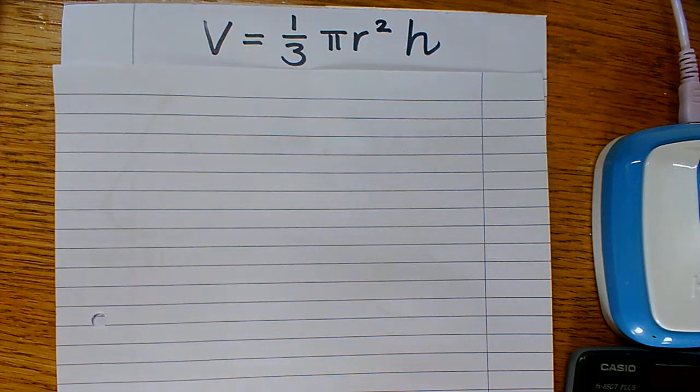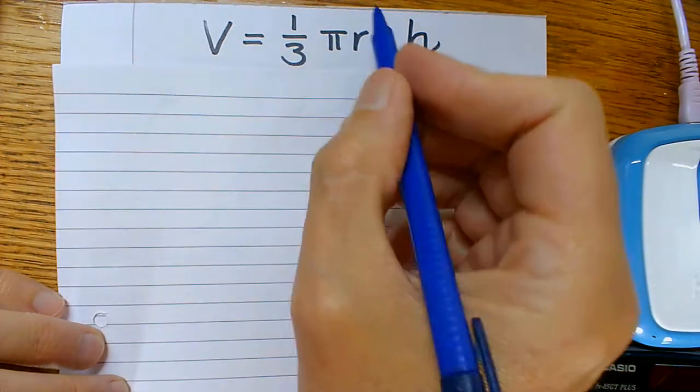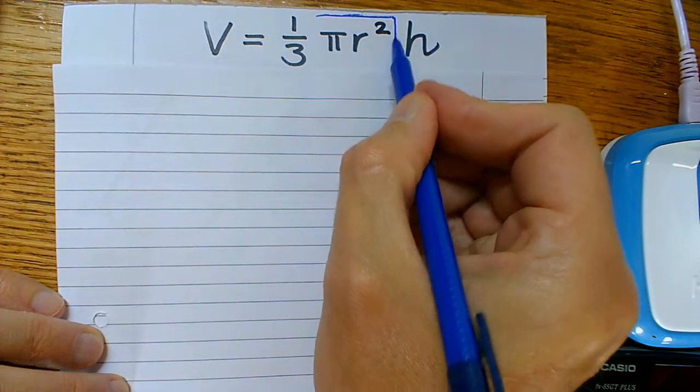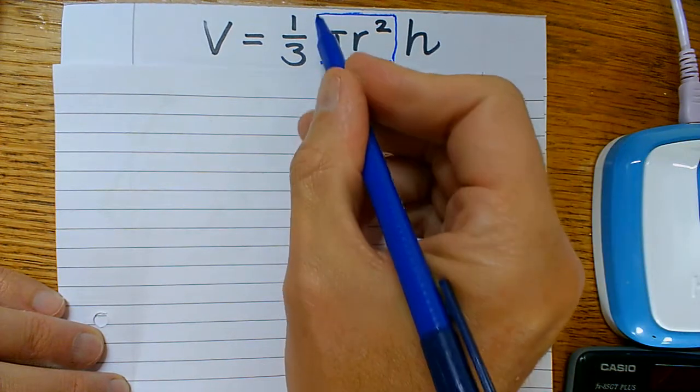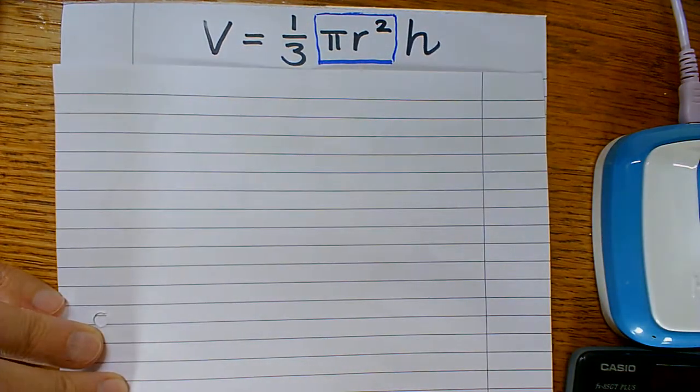Okay folks, we have been working with this formula for the volume of a cone. And I think we mentioned it in passing, a cone is really a pyramid with a circle as a base. So it's really a version of the volume of a pyramid, except instead of having the area, it's got pi r squared in there, the area of a circle.